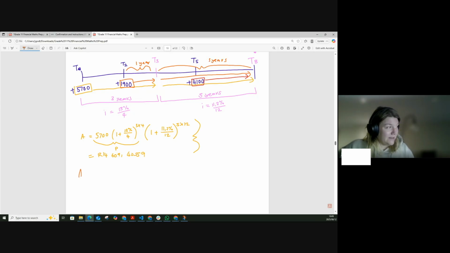So my second amount is the 1,900, 1 plus 13% over 4. And then it's 4 times in the year that it's happening, but only for 1 year. And then the next thing that happens to it is at 11.2% being compounded monthly for 5 times 12. And that is going to give you 3770,429,362. So we're going to keep all those decimal places so we don't make a mistake. So that is the orange journey.